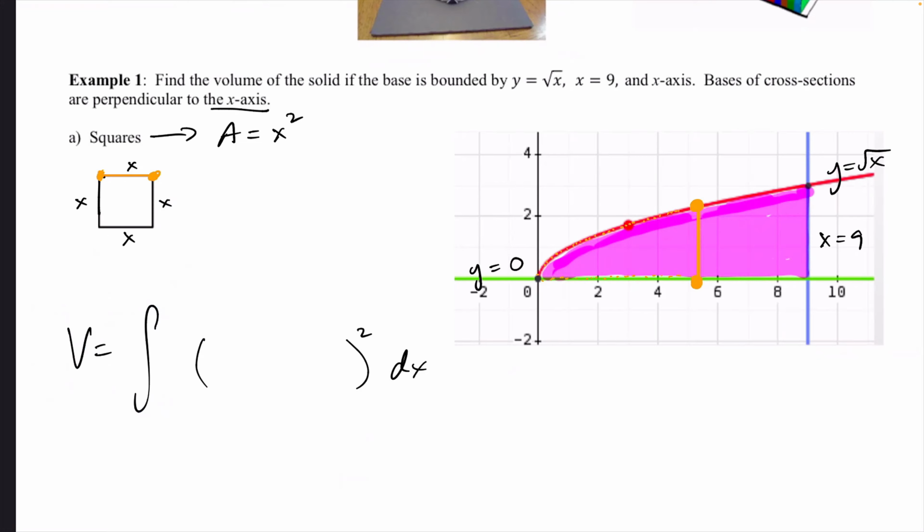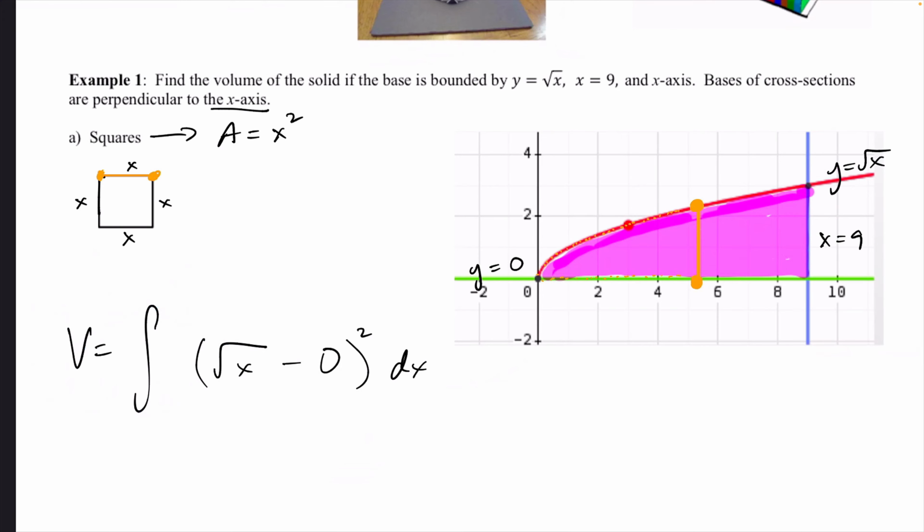Okay? So red is the square root of x, minus the green, which is y equals 0, dx. So the square root of x minus 0 is just the square root of x, squared, which is just x. So really it's just x. This whole thing simplifies to just be x.